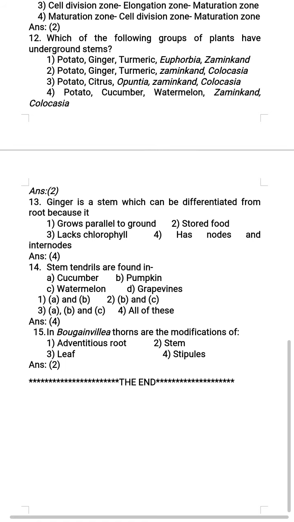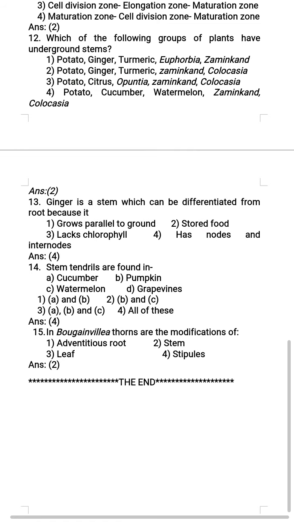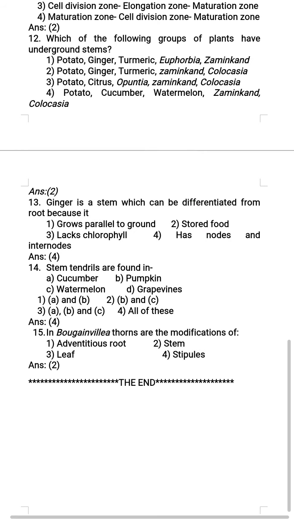Let us eliminate it. Fourth one, potato, cucumber, watermelon, jamaica and colocasia. See, students, in watermelon we can't find it. We will find stem tendrils in watermelon. So let us eliminate this fourth group also. So the correct group is potato, ginger, turmeric, jamaica and colocasia. Second option is correct, where the plants completely belong to underground stem modifications. Very important and logical question.